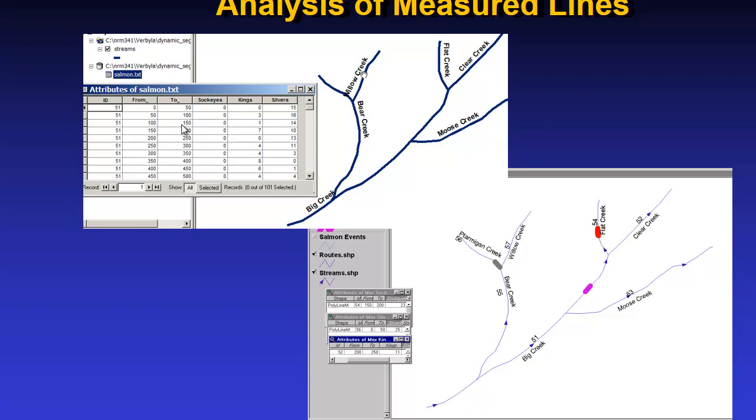And then using tools, we can ask questions about these salmon counts along these measured lines. So for example, where is the maximum silver salmon count for a 50-meter stretch? That would be in this stretch. Where's the maximum sockeye salmon count in a 50-meter stretch? That would be that 50-meter stretch. And where's the maximum Chinook or king salmon count per 50-meter stretch? So that would be that 50-meter stretch.